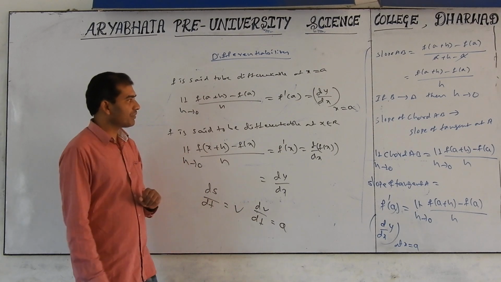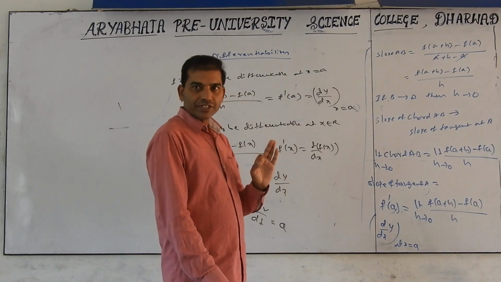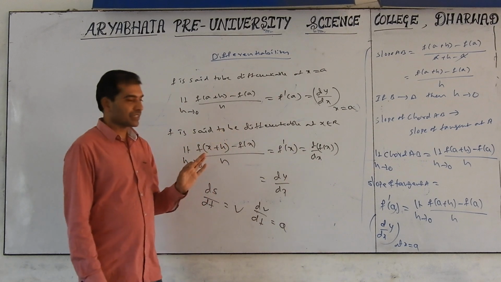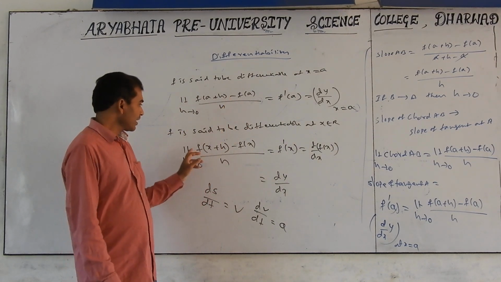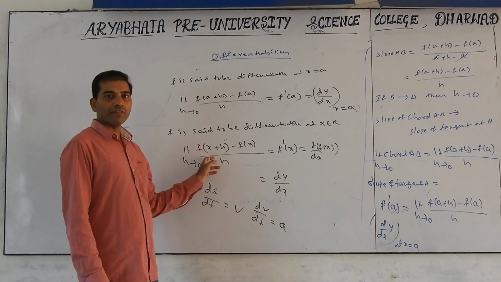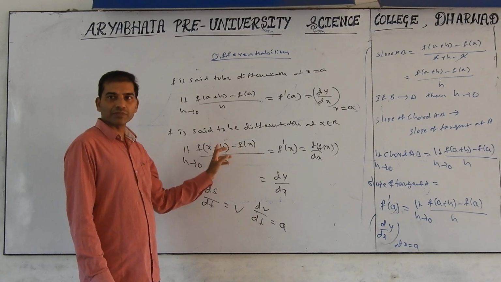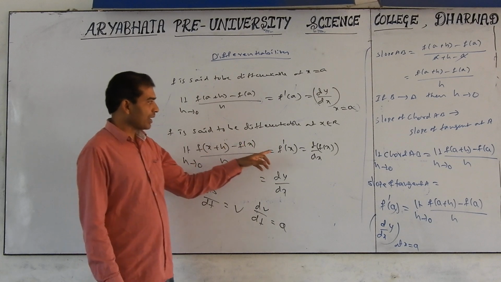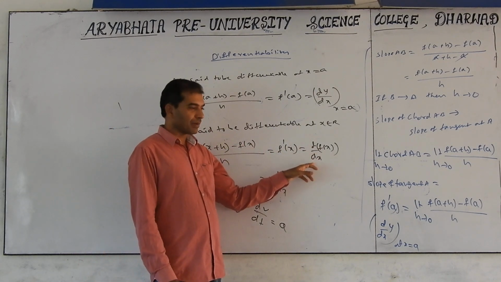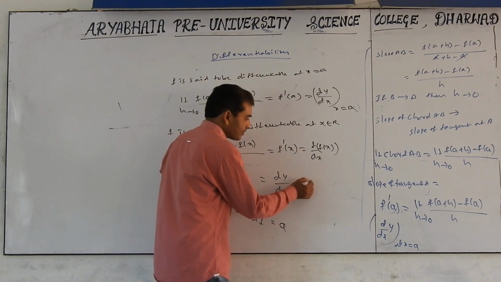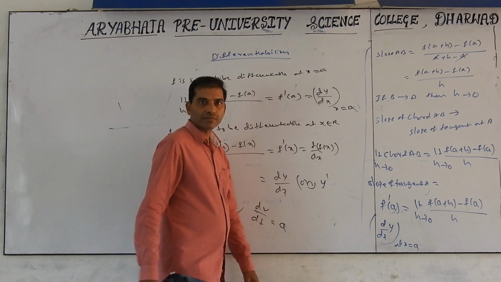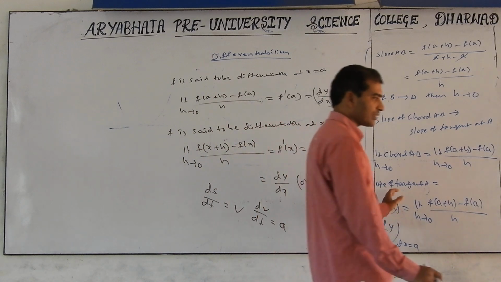Understood? This is the definition of differentiation with respect to x. f is said to be differentiable with respect to x if the limit h tends to 0 of f of (x plus h) minus f of x by h exists. It is denoted by f dash x, or d by dx of f of x, or dy by dx, or y dash. Like that, these are the notations.